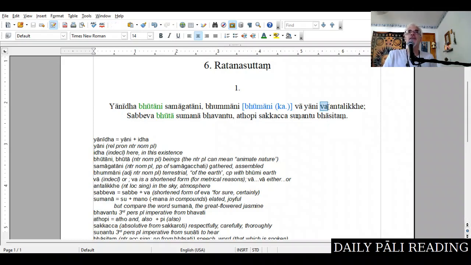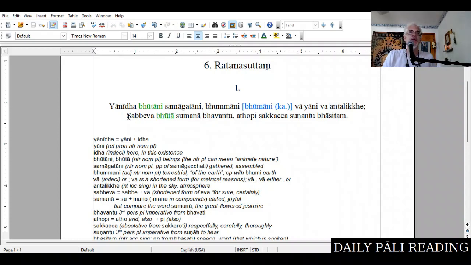What is interesting here is this second va, you might in prose expect va, but this is the shortened form, and it's just shortened for the meter. So it still means va. It's the same word, really. And it's an either or. Either this case here, whether they're on the earth, or what is the other case? Those which, again, this is our relative pronoun, and we can understand are. And then this here, antalikkhe, is the locative singular, a neuter, from antalikkha, in the sky or the atmosphere. So whether you're on the ground or you're not, if you're above the ground.